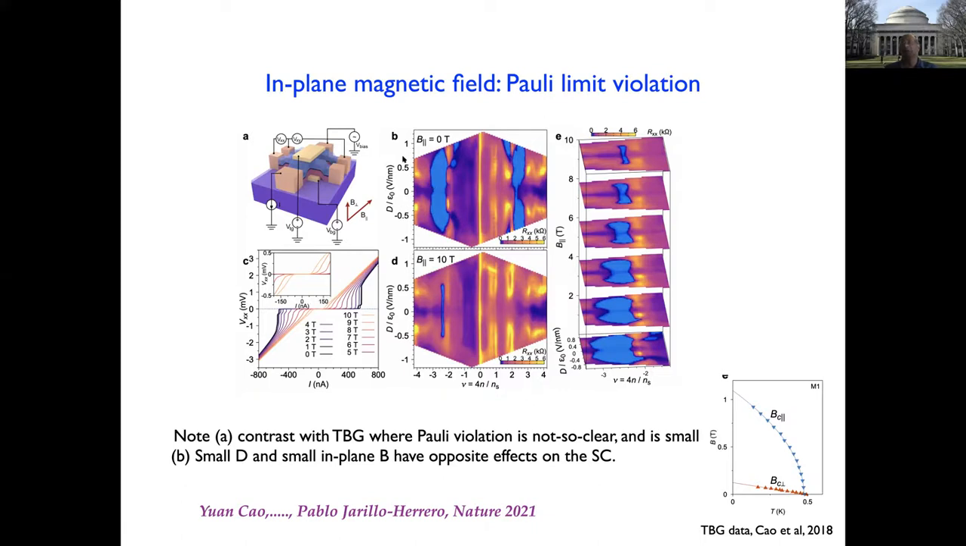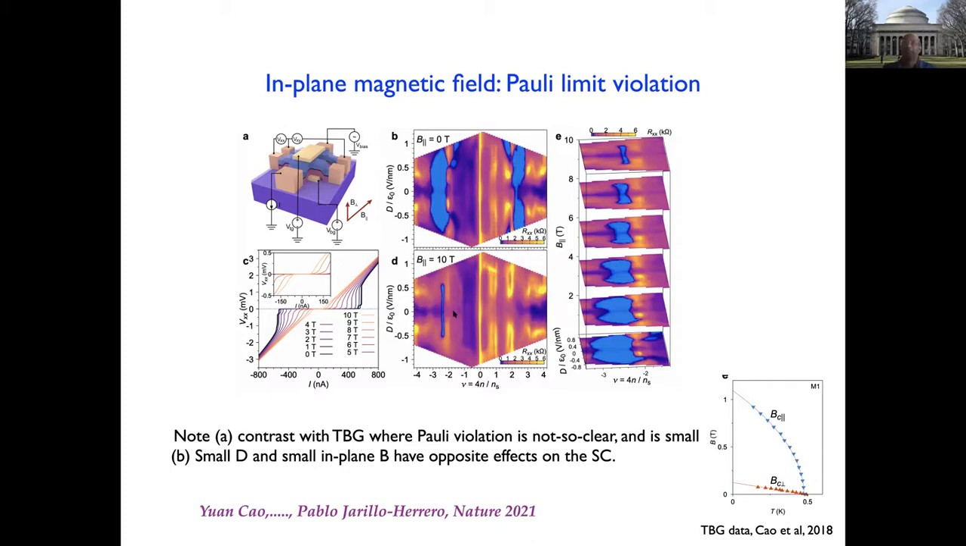And this is also illustrated in this color plot. So at 0 Tesla, the blue region is where the superconductivity is. Now, if you go out to 10 Tesla, the superconductivity shrinks, but it's not completely destroyed and survives in a thin sliver in the D-nu plane. Okay, and so the behavior in in-plane field, there's many phenomena going on in in-plane field.